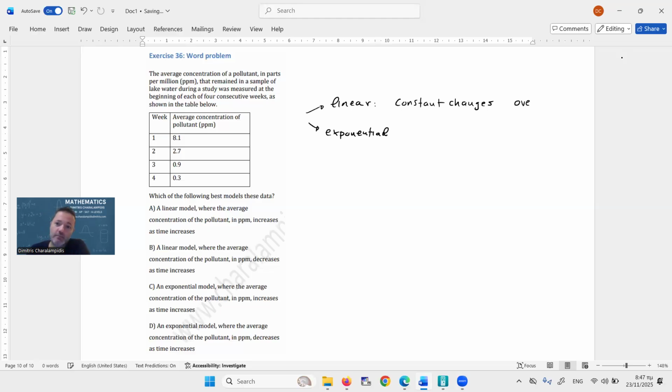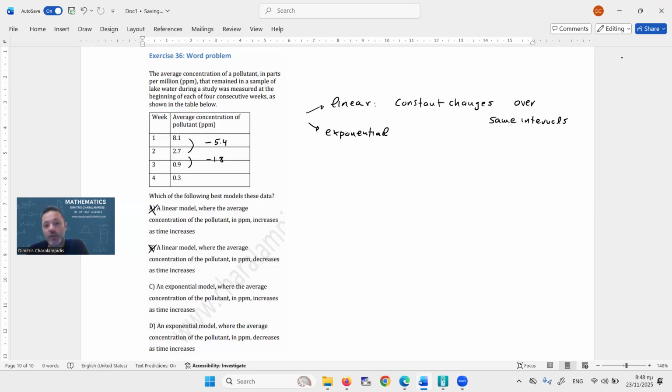over the same intervals. From 8.1 to 2.7, that was reduced by 5.4. But then that was reduced by 1.8. So obviously, I can see that it's not constant. So it cannot be a linear model. So this takes directly A and B out of my options. It has to be an exponential.